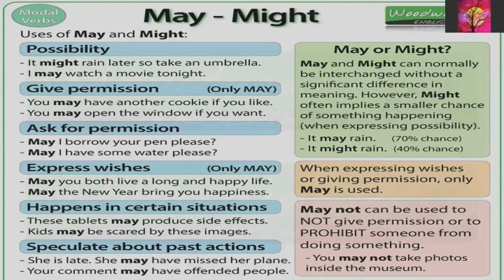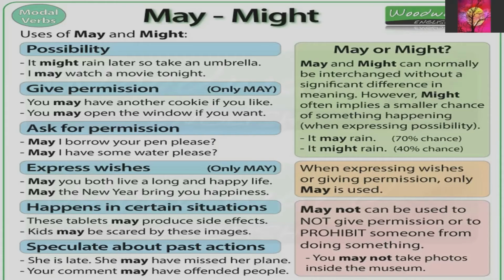May is generally used to give permission. So might cannot be used for this. Only the modal verb may is used when you need to give permission to someone. So you may have another cookie if you like. You may open the window if you want. So when you are allowing or permitting someone to do something, you can use the modal verb may.